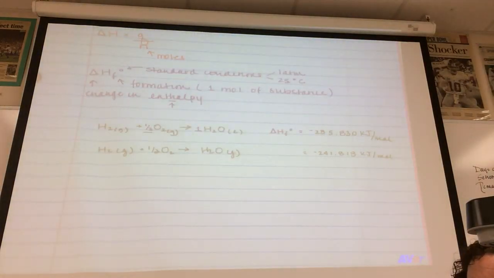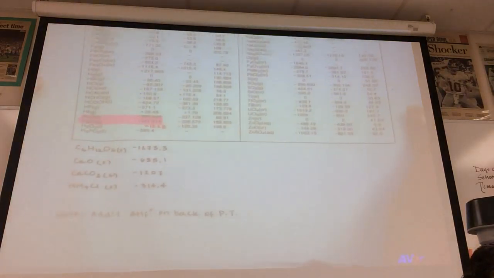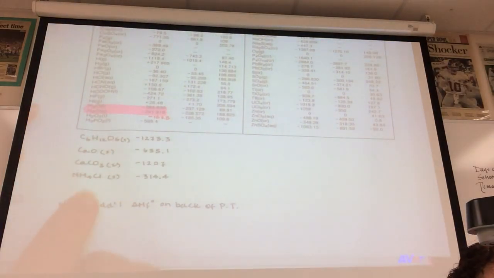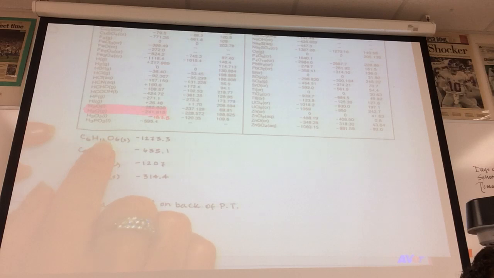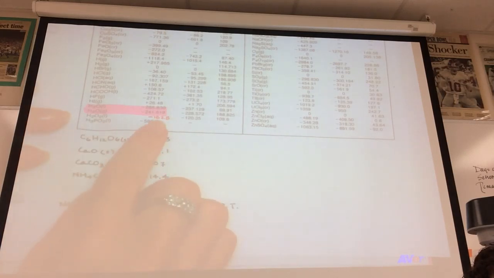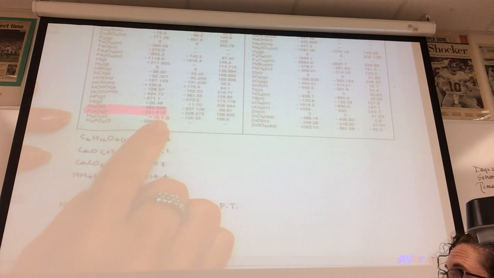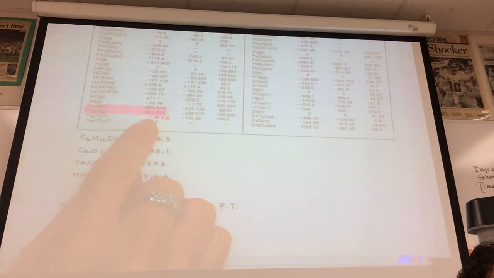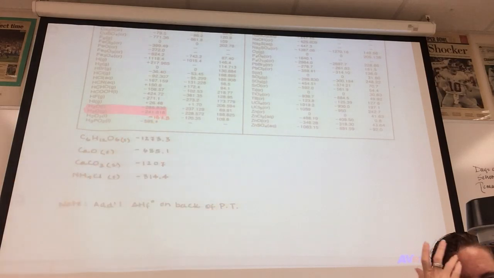Also, I just want you to note, it's written dark, so I hope that you see it. Some substances were not on this table, so I wrote it here. Hydrogen peroxide is on your yellow sheet, but I did scribble mine in here. I do believe this is one that you will need in your classwork, so you may want to just scribble it in, negative 187.8 kilojoules per mole. It is on your yellow sheet.